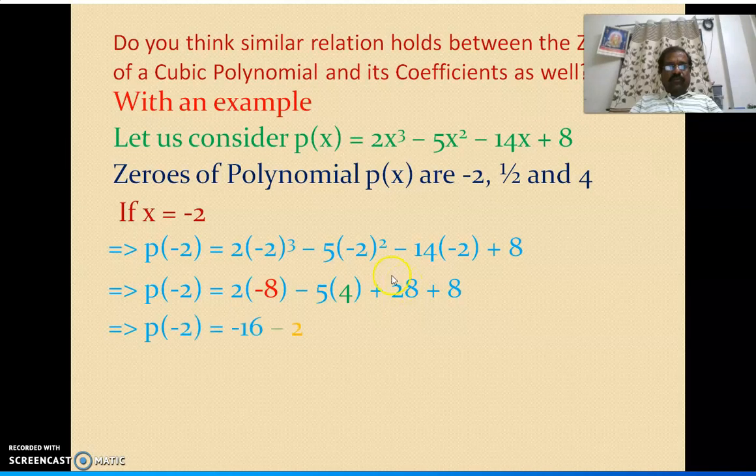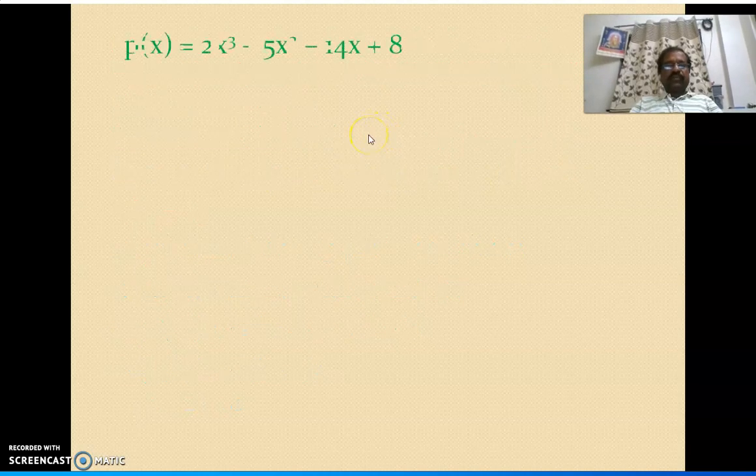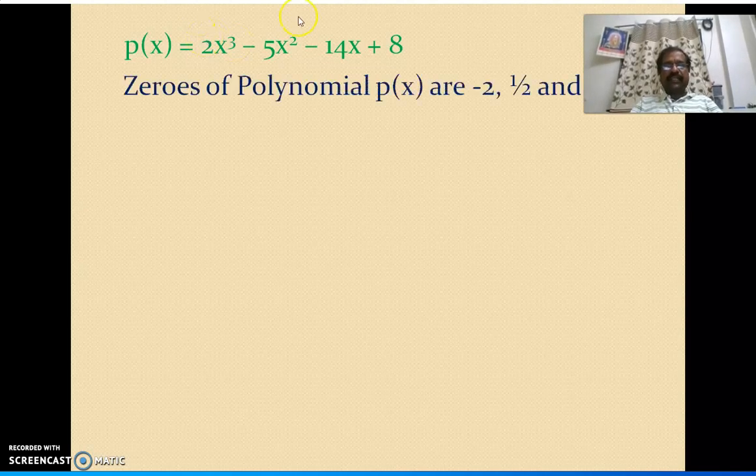So p of minus 2 is equal to 2 into minus 8, which is minus 16, minus 5 into 4 which is minus 20, plus 28 plus 8. So p of minus 2 is equal to minus 36 plus 36, that is equal to 0. So x is equal to minus 2 is a zero of the given cubic polynomial. Now the same polynomial p of x is equal to 2x cube minus 5x square minus 14x plus 8. So minus 2 is completed.